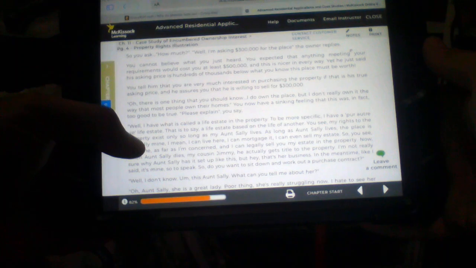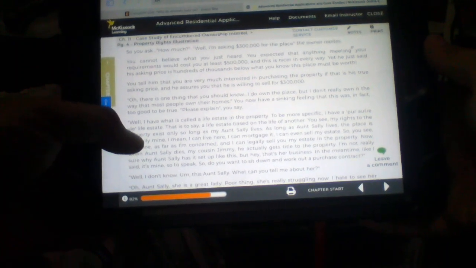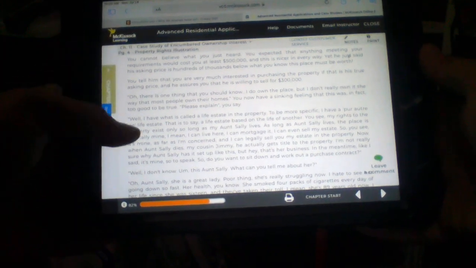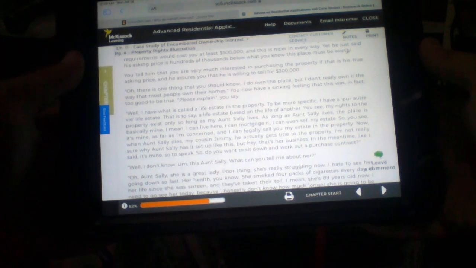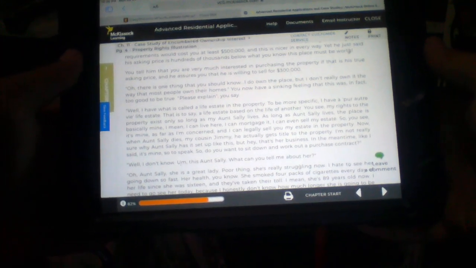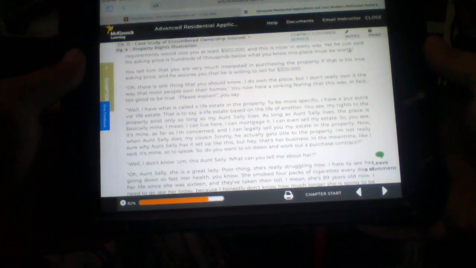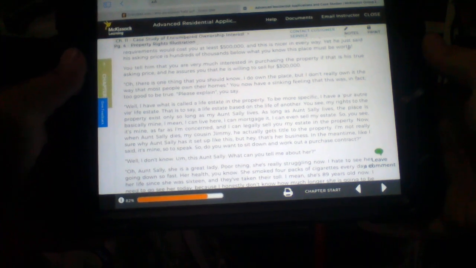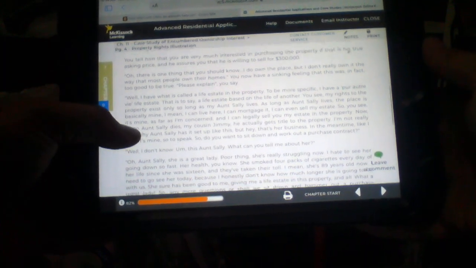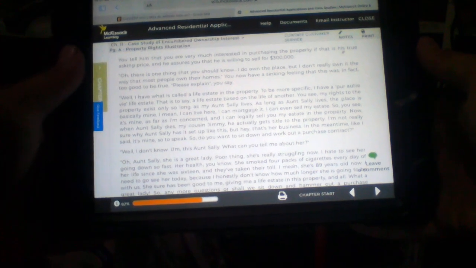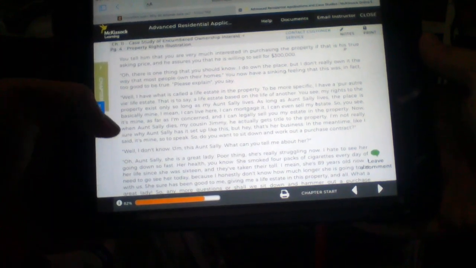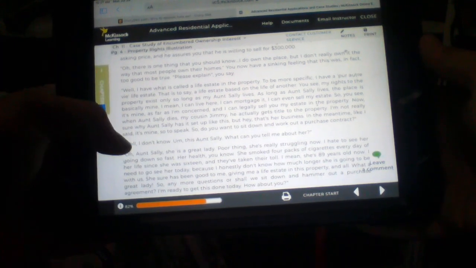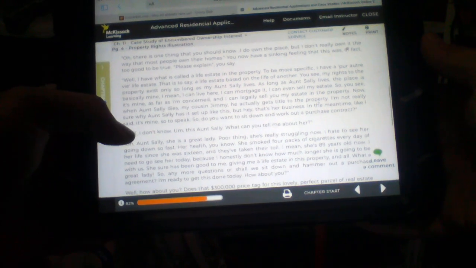"Well, I'm asking $300,000 for the place," the owner replies. You cannot believe what you just heard. You expected that anything meeting your requirements would cost at least $500,000. And this is nicer in every way. Yet, he just said his asking price is hundreds of thousands below what you know this place must be worth. You tell him that you are very much interested in purchasing the property, if that is his true asking price. He assures you that he is willing to sell for $300,000.